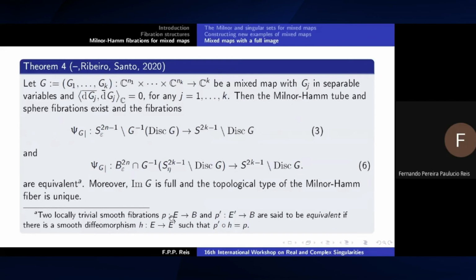We say that two locally trivial smooth fibrations are said to be equivalent if there exists a smooth diffeomorphism H such that this equality is satisfied.